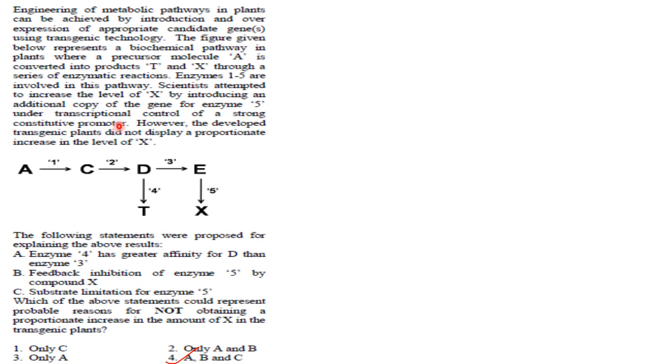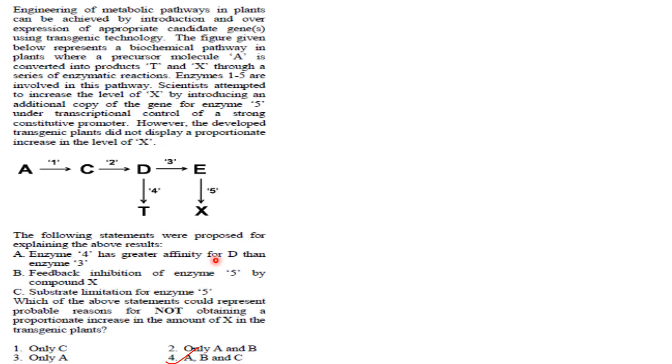So what did the scientists do? They attempted to increase the level of X. They wanted to increase the level of product X by introducing an additional copy of the gene for enzyme 5. So enzyme 5 they have introduced and overexpressed under transcriptional control of a strong constitutive promoter. Okay, so they have overexpressed enzyme 5. However, the developed transgenic plant did not display a proportionate increase in the level of X. Now, why did the plant not display an increase in the level of X? The following statements were proposed for explaining the above results.